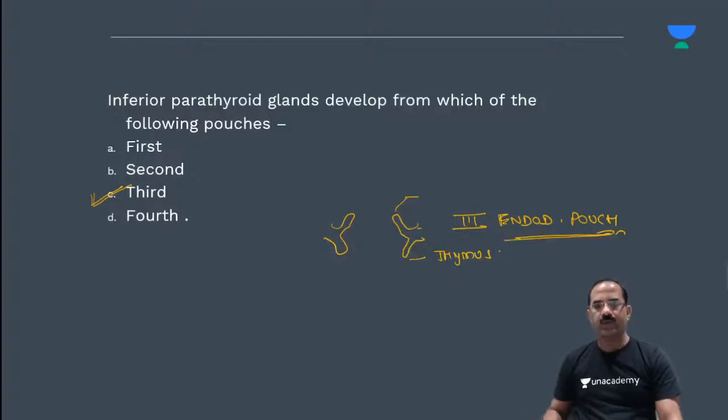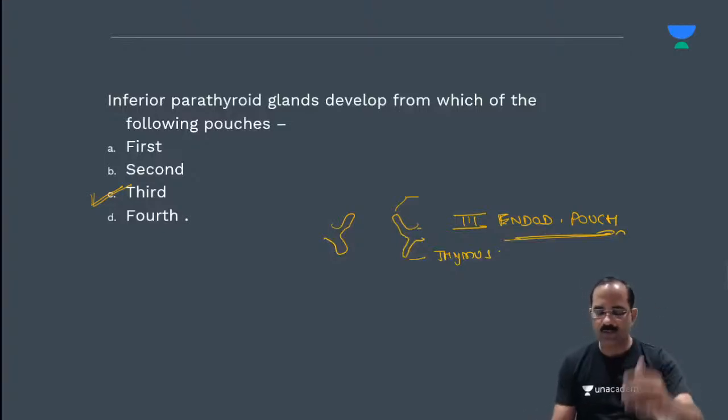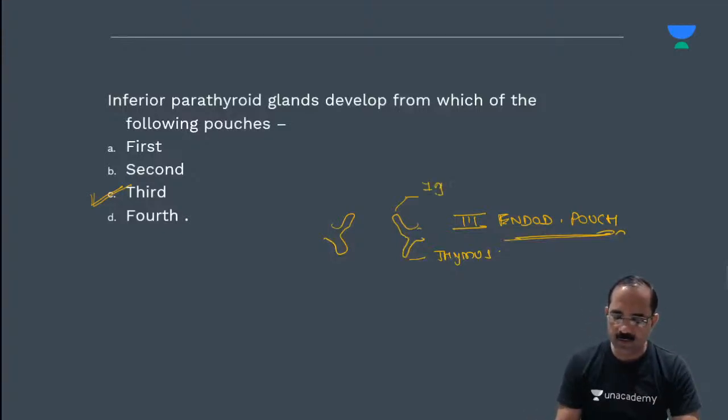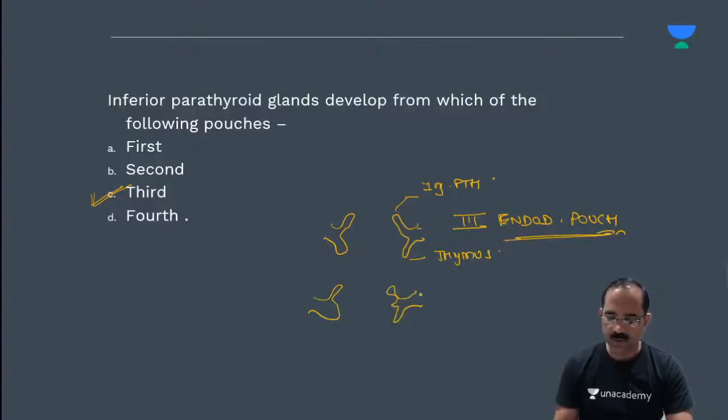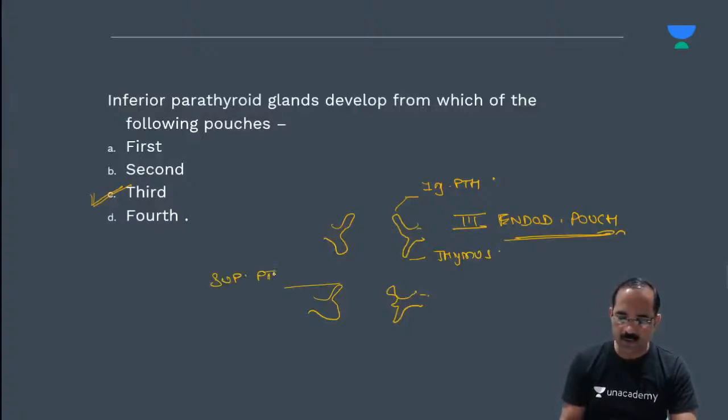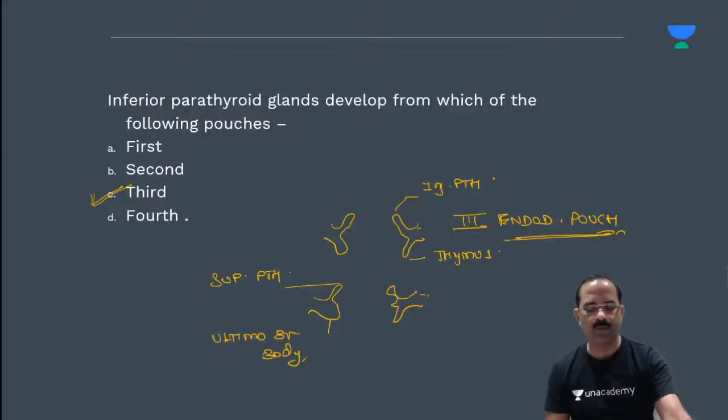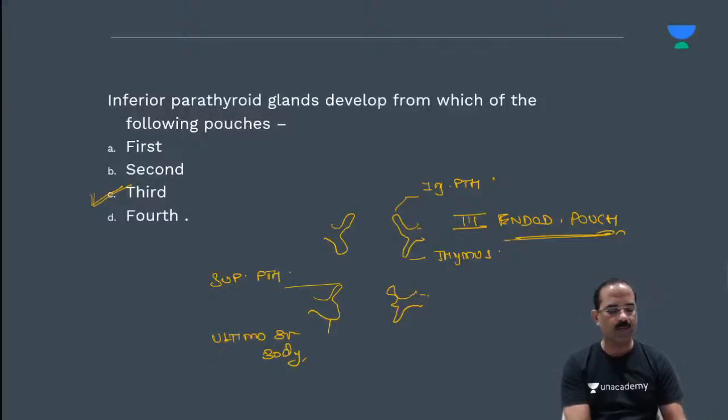Third endodermal pouch: the ventral part forms the thymus and the dorsal part forms the inferior parathyroid glands. And that's the fourth pouch. What does the dorsal part form? The dorsal part is going to form the superior parathyroids and the ventral part forms the ultimobranchial body.